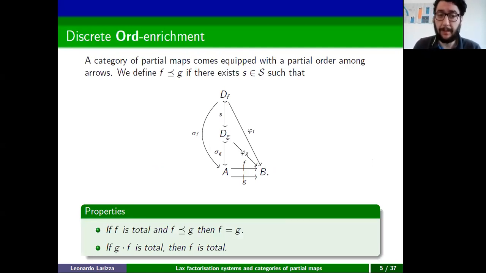Moreover, for any category of partial maps, we can build a partial order among arrows, therefore an order enrichment, that is defined as follows. We say that we have a two cell from f to g whenever there exists an arrow in S such that these two parts of the diagram are commutative. So we want S to give commutativity on both the left leg and the right leg of the span.